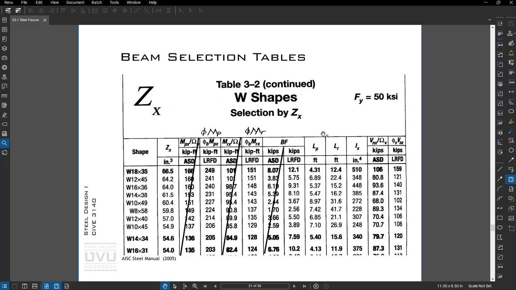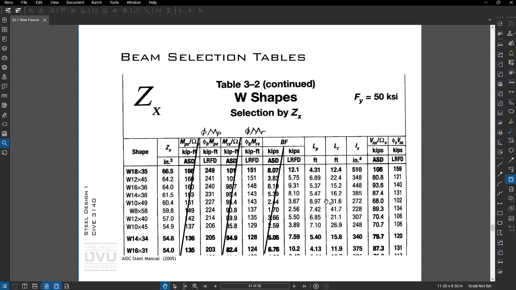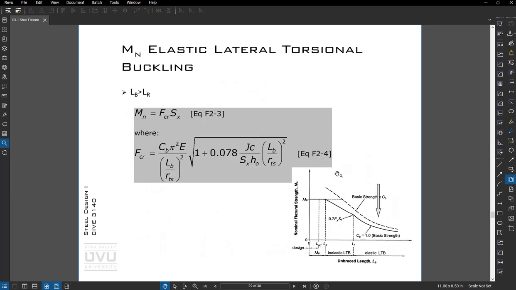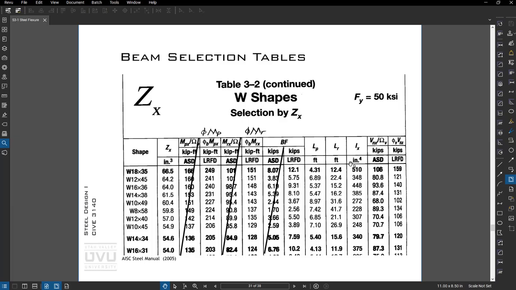This is nice. Let's say for this W18x35, it gives you the plastic section modulus, the bending strength when it's fully plastic, which corresponds to this point, the bending strength at LR, which in this case is 12.5 feet and corresponds to this point, and then moment of inertia, and then some shear capacity values. This is a great beam selection table.